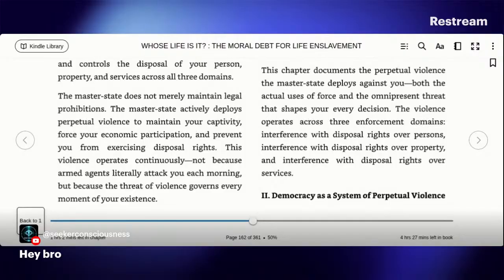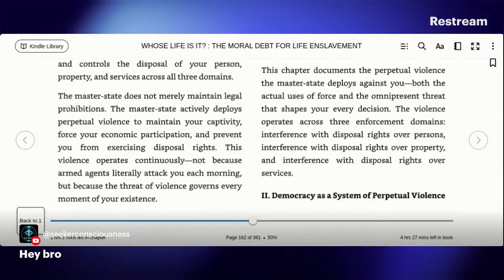This chapter documents the perpetual violence the master state deploys against you, both the actual uses of force and the omnipresent threats that shape your every decision. The violence operates across three enforcement mechanisms: interference with disposal rights over persons, interference with disposal over property, and interference with disposal rights over your services. So there's a little bit of overlap between chapter 5 and chapter 6. Chapter 5 identified your disposal rights, and this chapter is talking about the violence that maintains it.